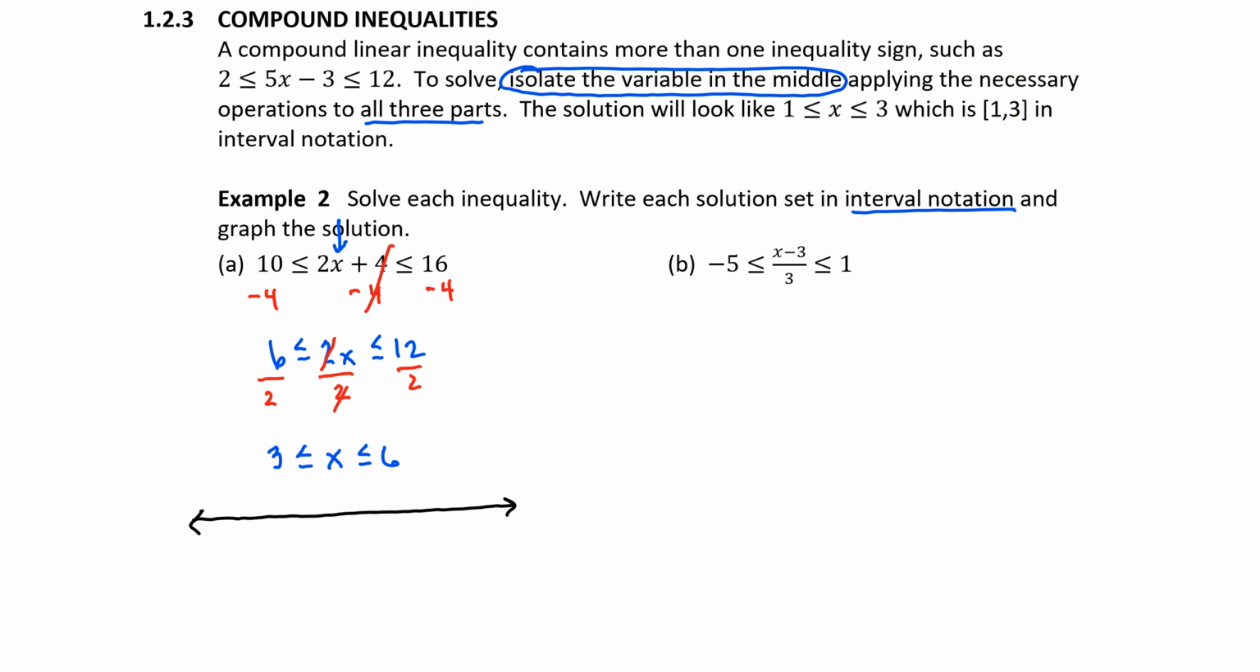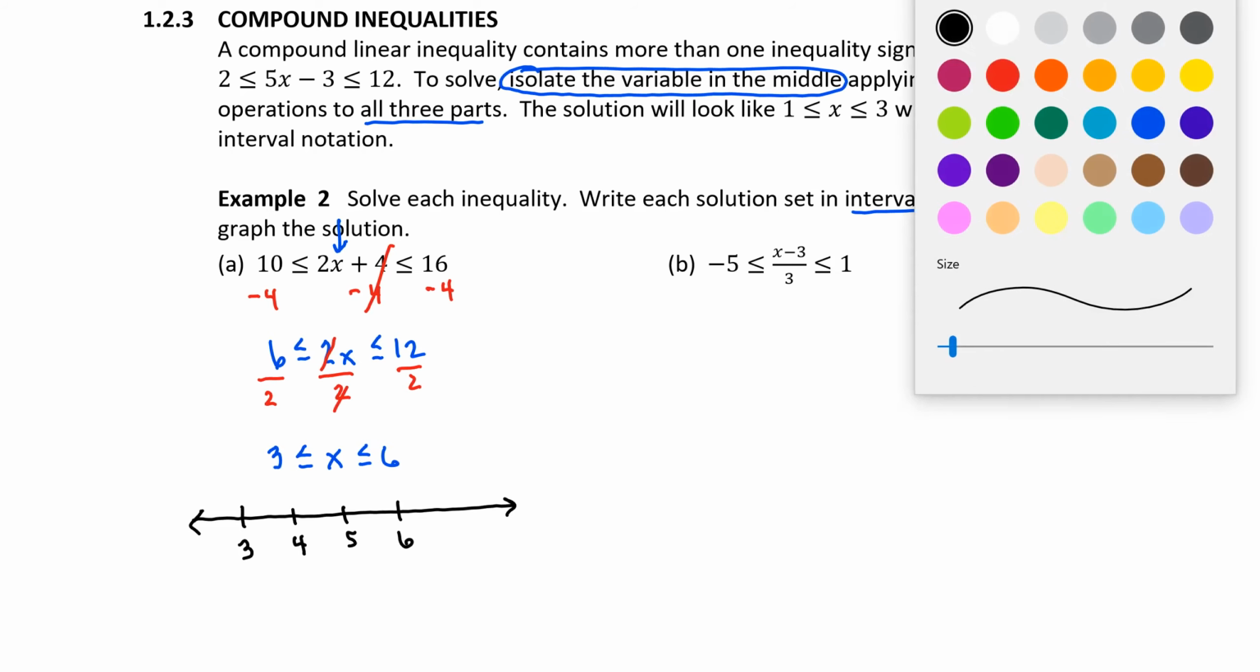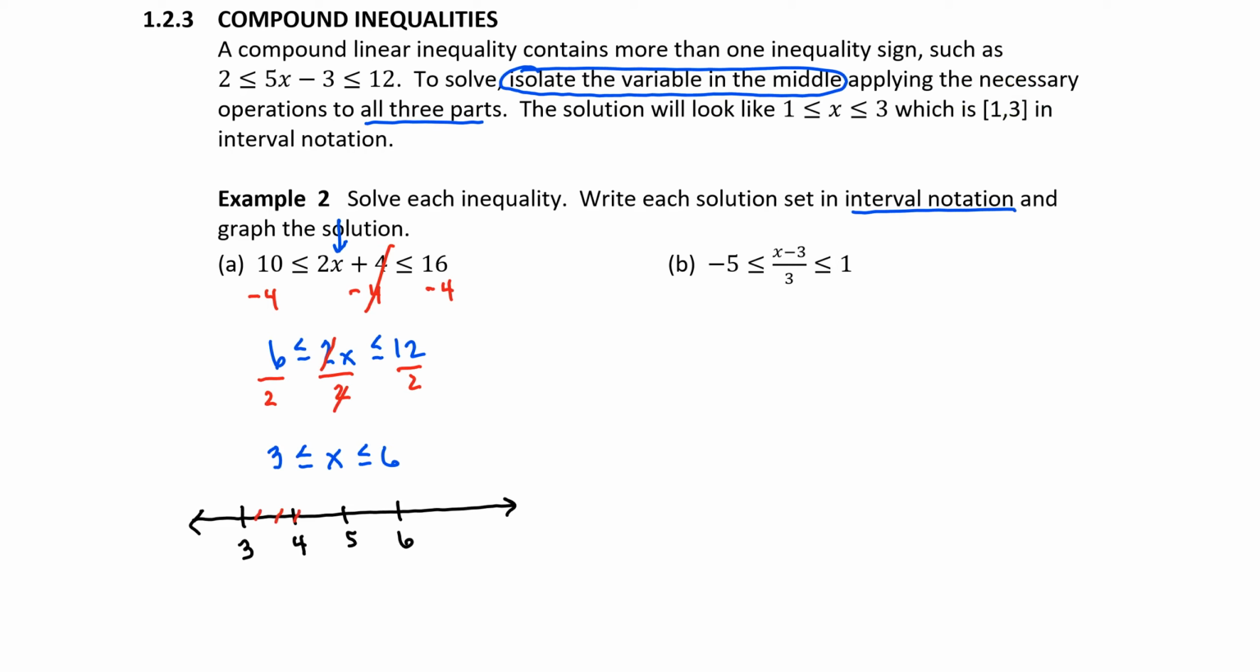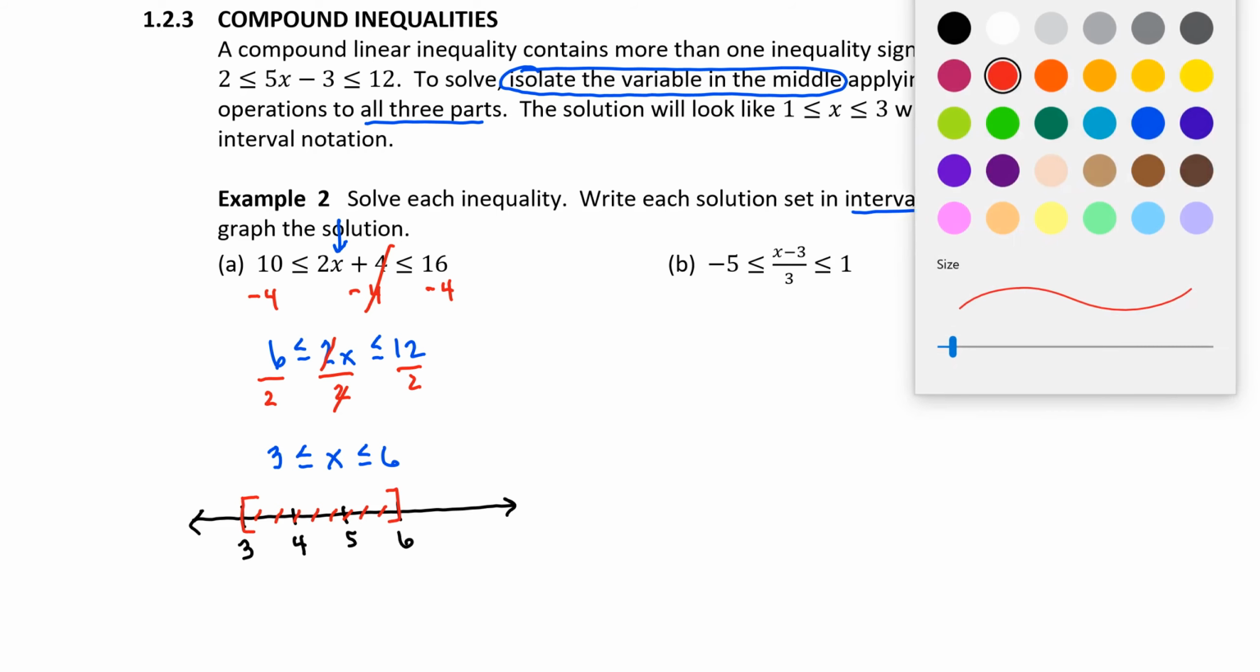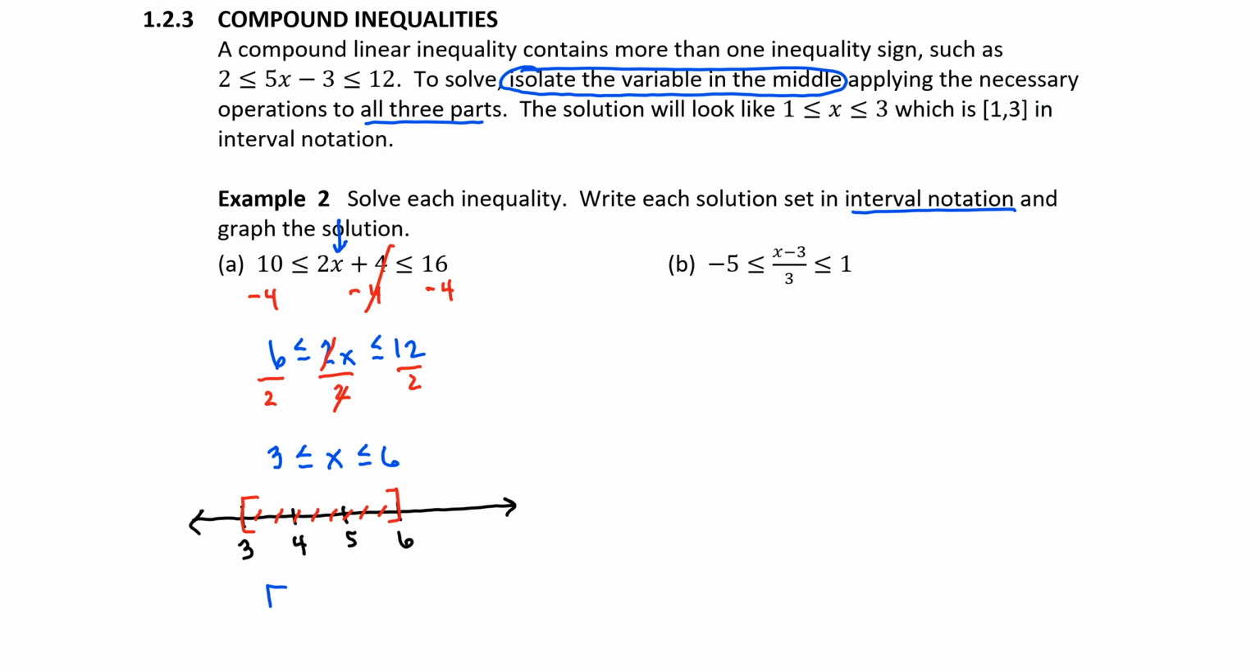So I'm going to put the endpoints of our interval here on our number line. Notice x is trapped in the middle of those numbers, so I'm going to shade in between those numbers. And because both of our inequality signs are inclusive inequalities, we're going to use a bracket on the ends. Once we have our graph complete, interval notation is very simple. The leftmost value is 3, the rightmost value is 6. So the solution to the inequality is any number between and including 3 and 6.